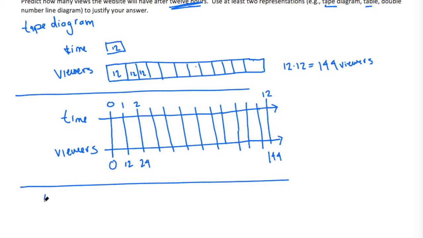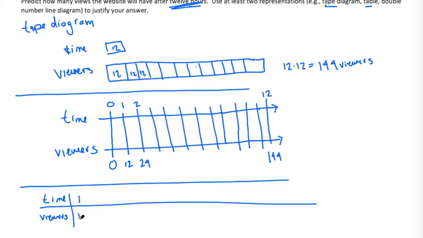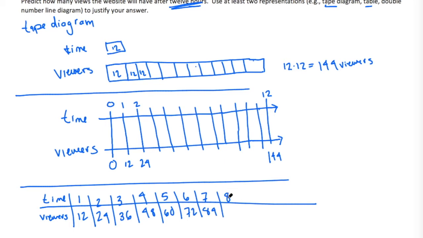Okay, let's last show a table. We'd already started a table. We didn't take it all the way out to 12 hours. So time and viewers. Okay, so 1, 12, 2, 24, 3 with 36, 4 with 48, 5 with 60, 6 with 72, 7 with 84, 8 with 96, 9 with 108, 10 with 120, 11 with 132, and 12 with 144.